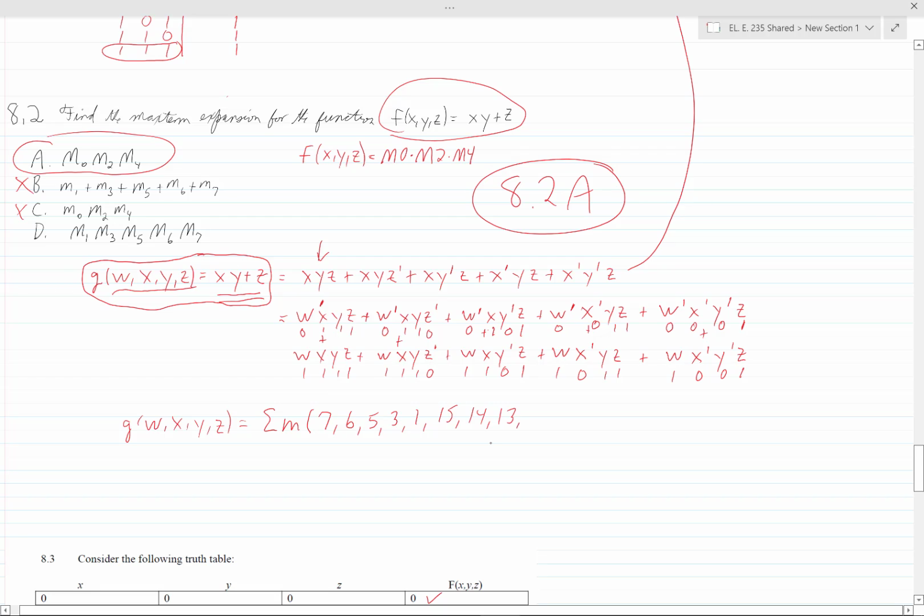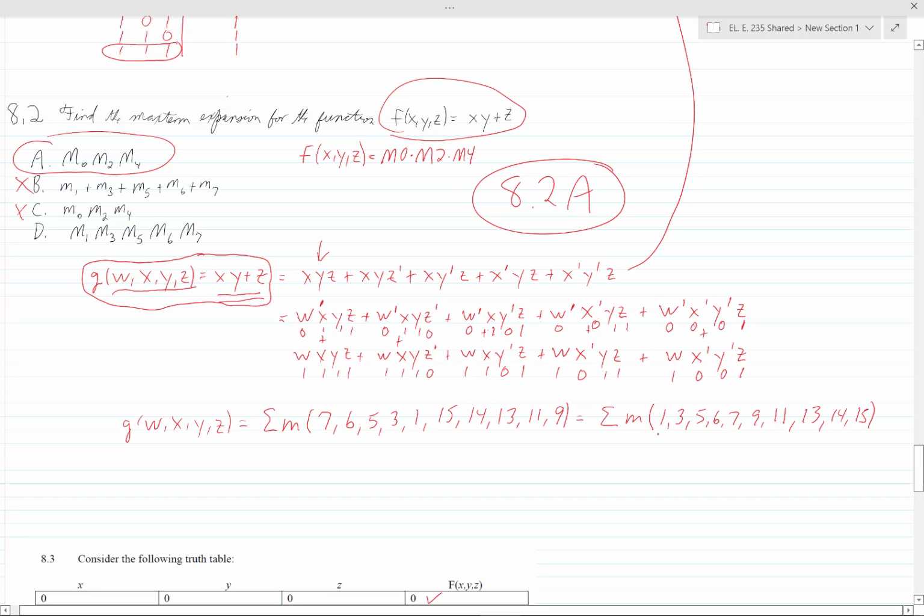13. 1, 0, 1, 1 is 11. And finally, 1, 0, 0, 1 is 9. Now, as we have said in class, it is traditional in this little m notation to write these numbers in ascending order. So we would have the sum of the minterms 1, 3, 5, 6, 7, 9, 11, 13, 14, 15. That is the correct minterm expansion for G of W, X, Y, Z.